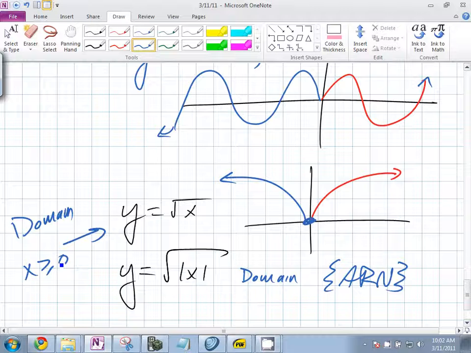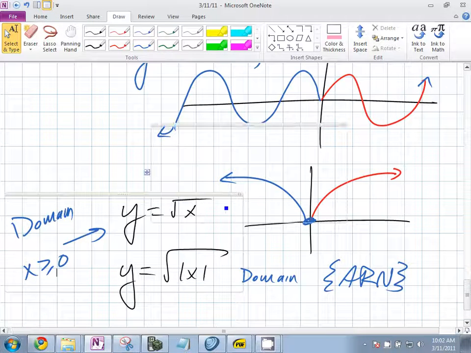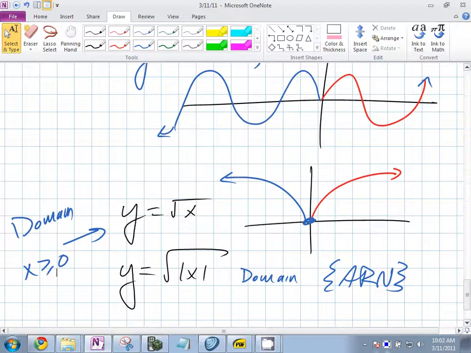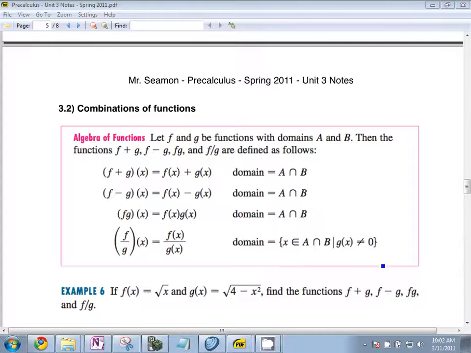The length of the y-axis will be the same as the... To the right, yes, exactly. That's a good call. Combination of functions strictly means adding, subtracting, multiplying or dividing two functions. That's it. The one thing we're really going to focus on is the domain of the new function.